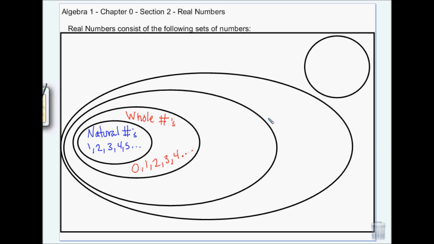The symbol for natural numbers is an N, either bolded, or if you can't bold, you cross it like that, to where this N has two sides. The symbol for whole numbers is a W, bolded, or a W with this extra little line right there.